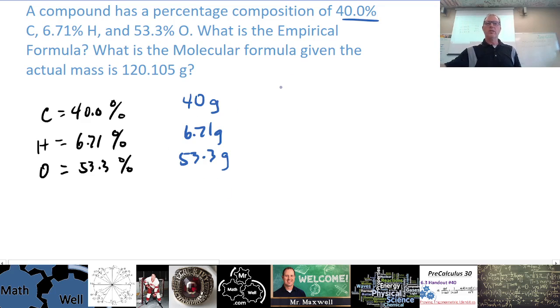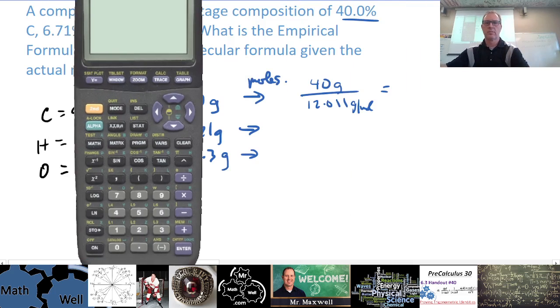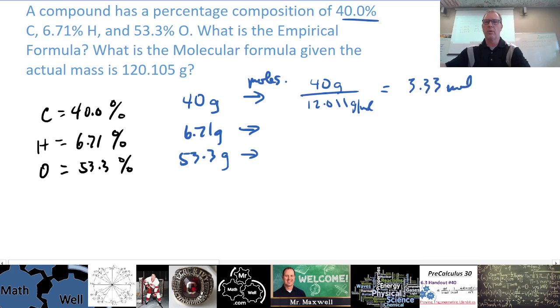No, you don't. All we need to do is find the moles now, right? So let's go to moles here. So grams, how do we find moles? We multiply or divide. What do we do? Yeah, divide by grams per mole, right? So for the first one, it's 40 divided by 12.011 grams per mole. What's that going to be? 40 divided by 12.011 is 3.33. Now that's going to be moles.